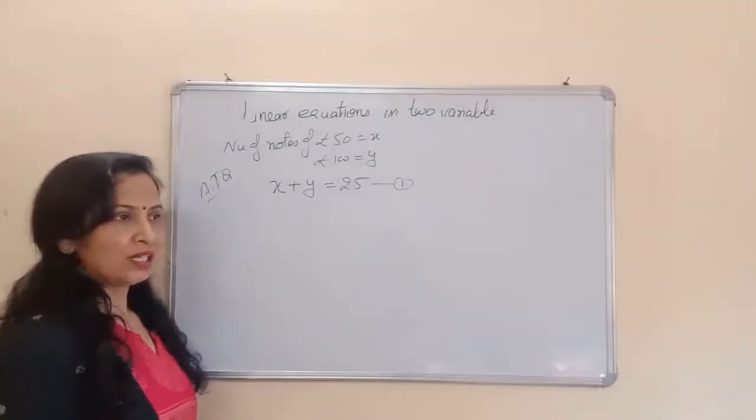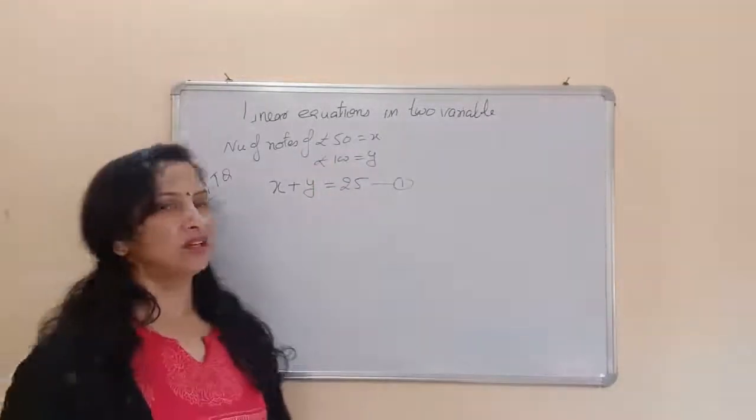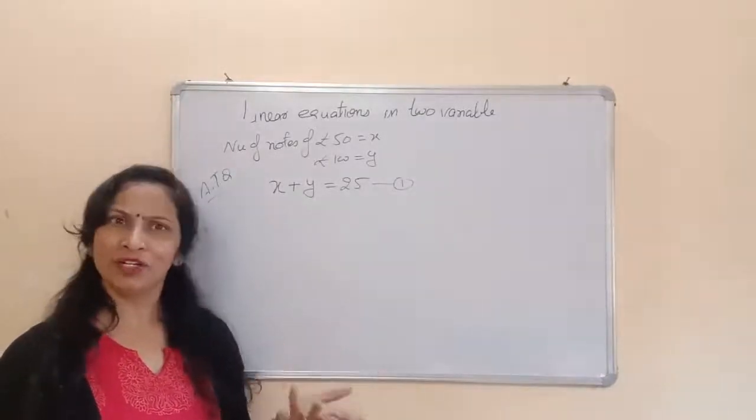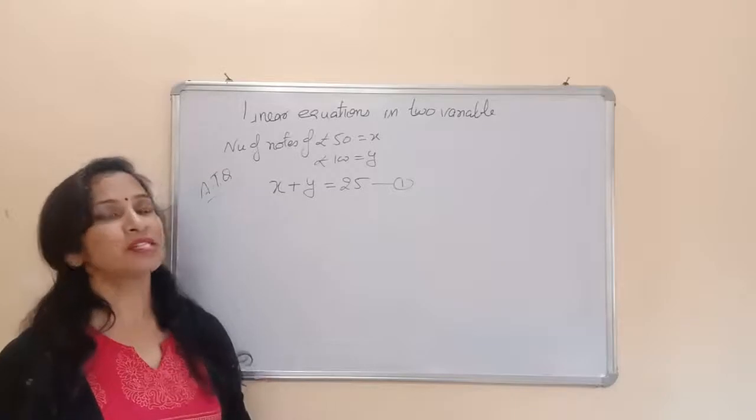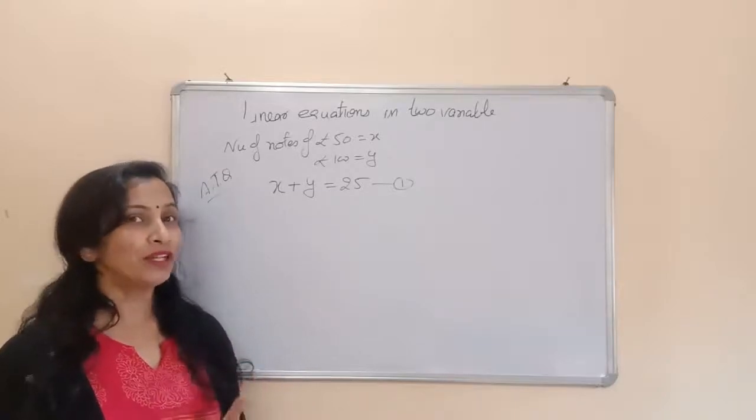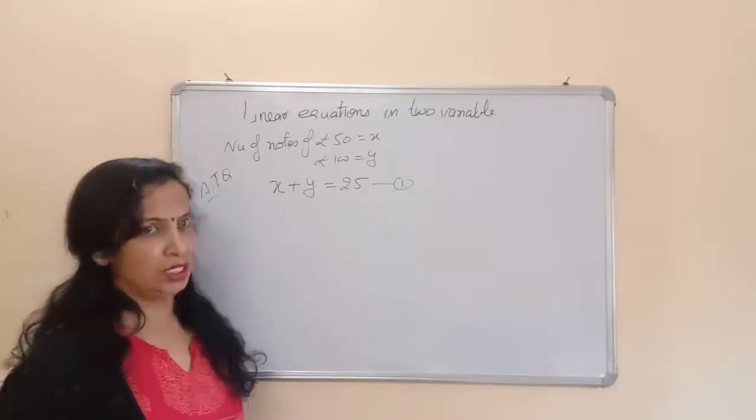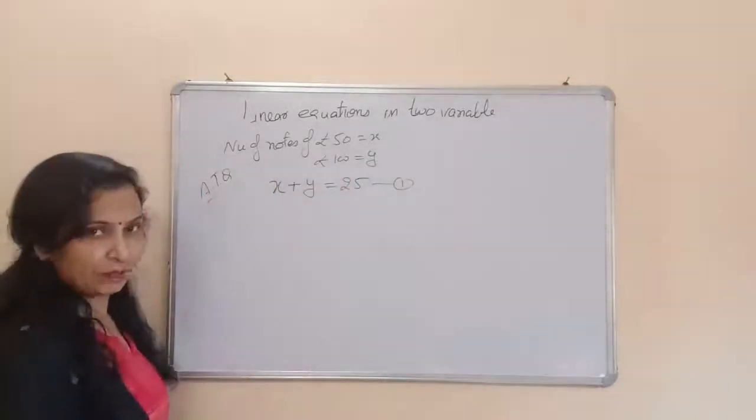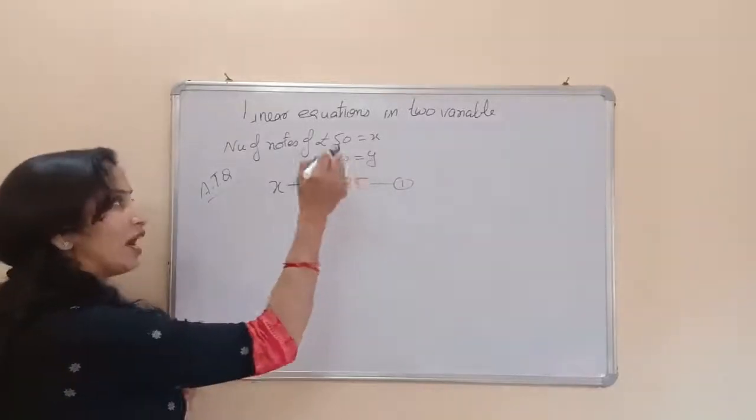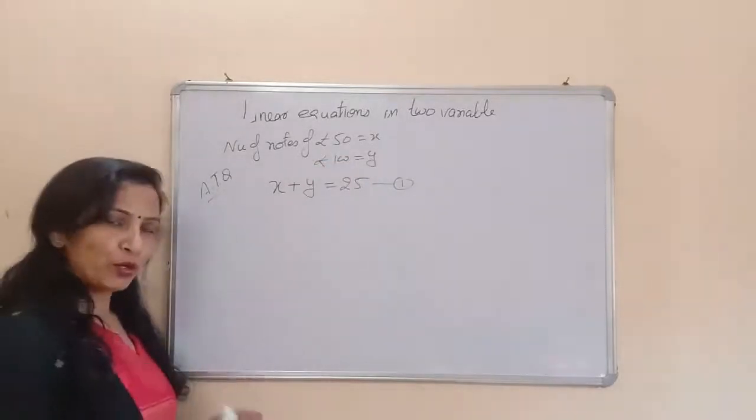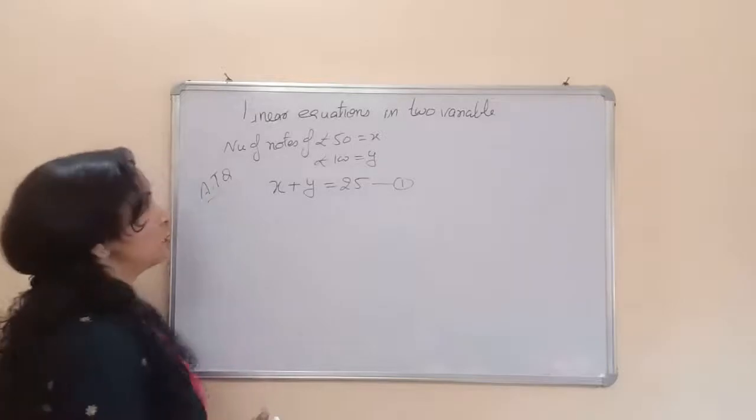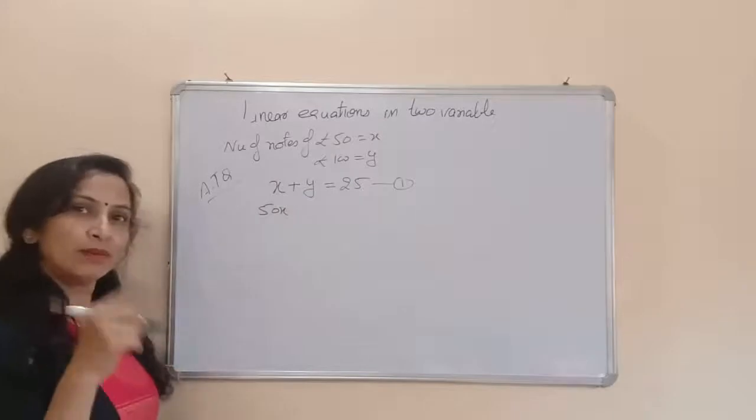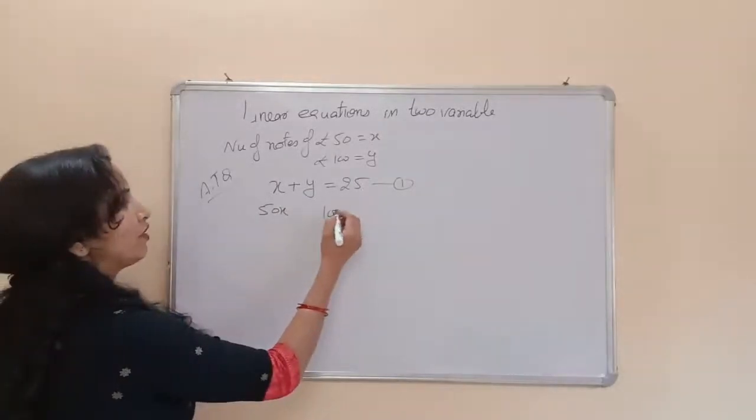Is it clear? One more example. If you have 5 notes of rupees 100, how much amount do you have now? 100 into 5, 500 rupees. If you have 8 notes of rupees 100, it will be 800 rupees. So how do you get your answer? By multiplying the number. So we can also find how much the amount of rupees 100 will be. If there are y notes of rupees 100, how much amount is it? It is 100 into y. So the amount of 50 rupees is 50x and the amount of 100 rupees is 100y.